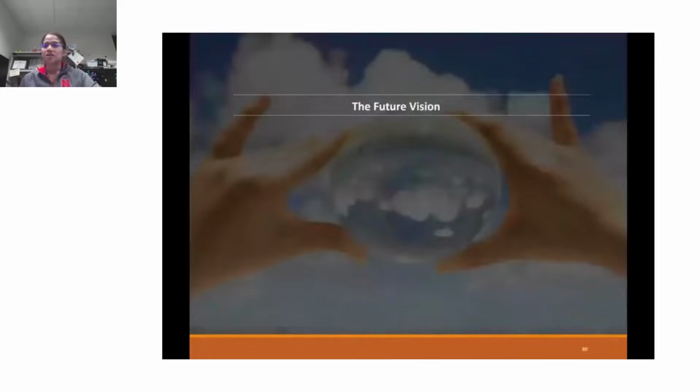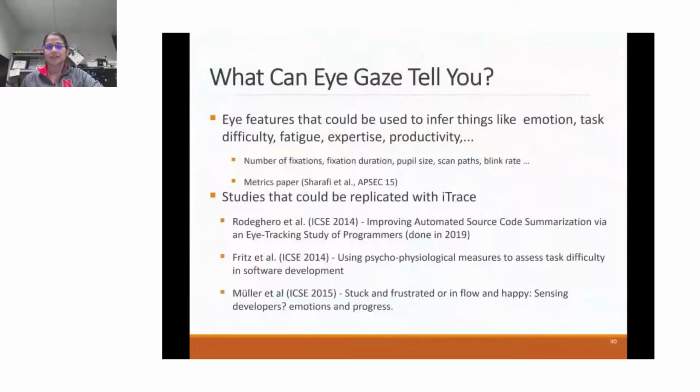So what is the future vision? First, we need to ask ourselves what eye gaze can tell us. I'm going to leave a few things here because I also want to answer some questions or listen to the ideas you have. You get a basic set of metrics from gaze, right? You get the number of fixations, duration, and your pupil size.